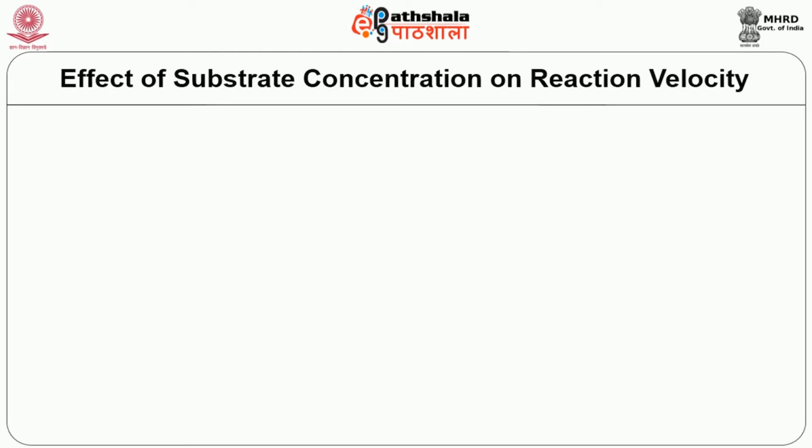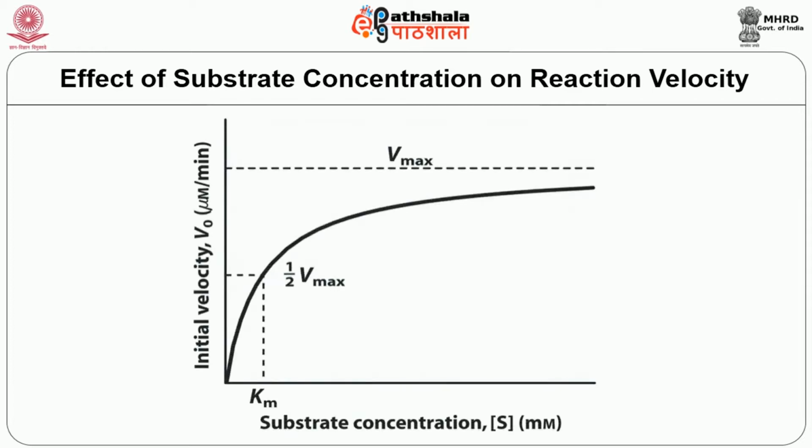Now let us look at the effect of substrate concentration on reaction velocity. It is understood from this graph that as the substrate concentration keeps increasing, there is an increase in the velocity, that is the rate of the reaction, and after a certain concentration, the graph reaches a constant region, and this kind of graph is called a hyperbolic graph. I would like to draw your attention to the position in the graph called the half maximal velocity, at which point the substrate concentration is responsible for half of the maximum velocity of the enzyme. So this point is called the Km value.